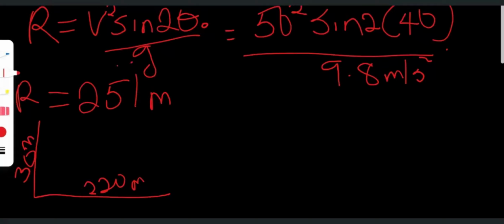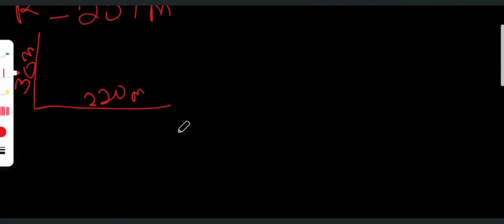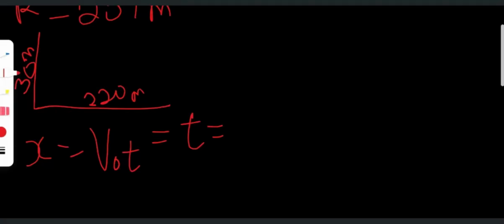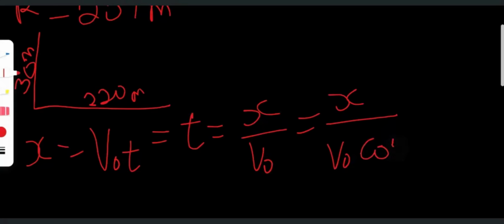So to do this, we need to find the time at which x equals 220 meters by first writing x equals initial velocity times time. We don't know time, so t will be x over V0, which is x over V0 cos theta.